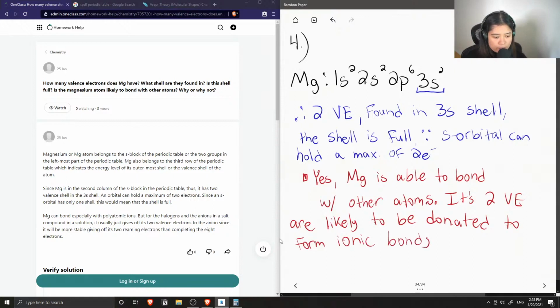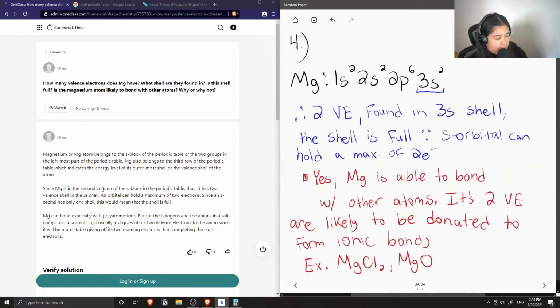So for example, we can have magnesium bonding with 2 chlorine atoms to form magnesium chloride. We can have magnesium bonding with a single oxygen atom to form magnesium oxide, and so on and so forth.